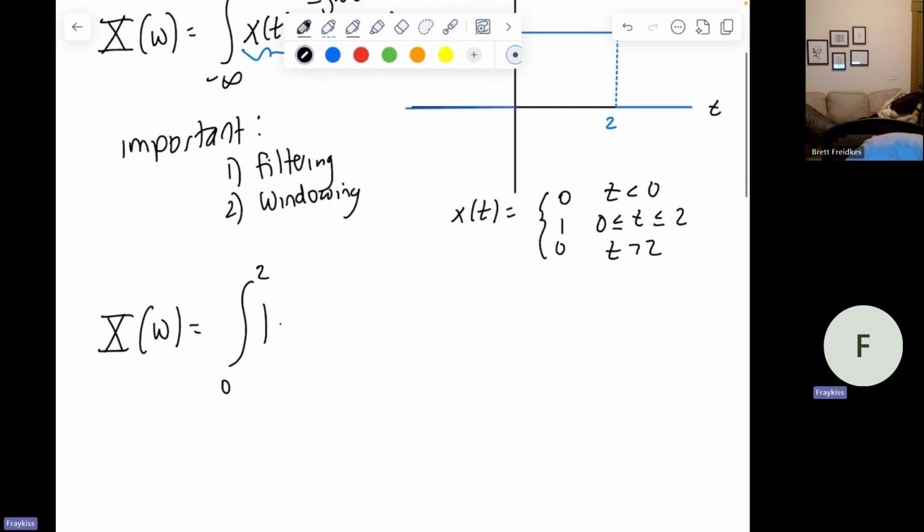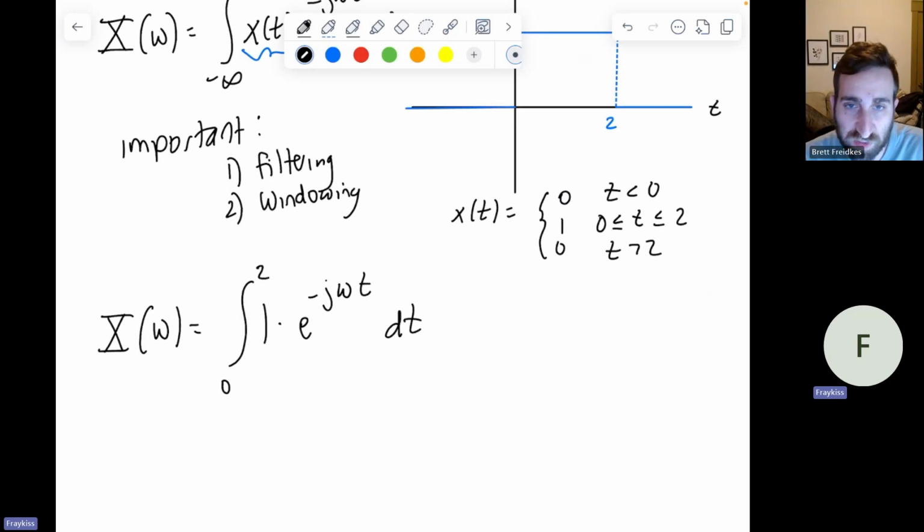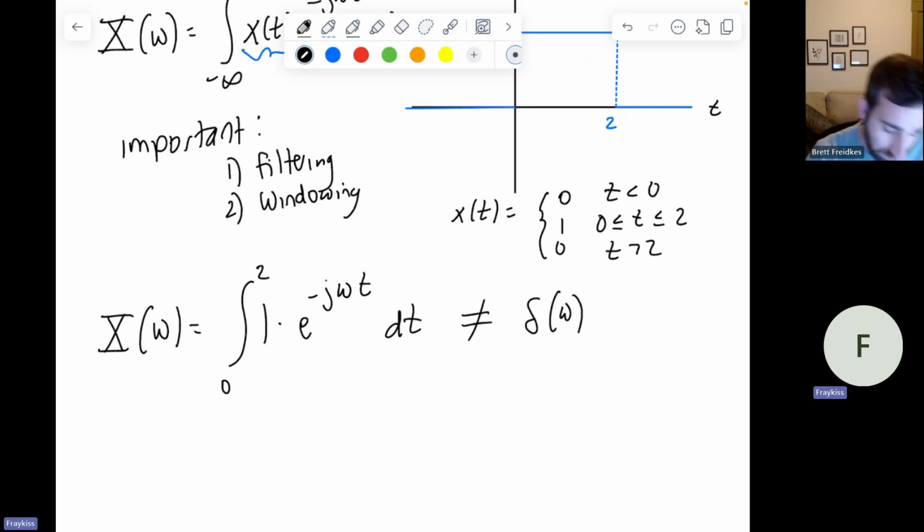So it's going to be 1 times e to the minus j omega t dt. And we learned in a previous video that if we integrate the complex exponential, we would get the dirac-delta function. But that is only true if the bounds are between negative infinity and infinity. In this case, it's between 0 and 2. So this is not equal to the dirac-delta function of omega, rather, in this case. That wouldn't be true because the bounds are not negative infinity to infinity.